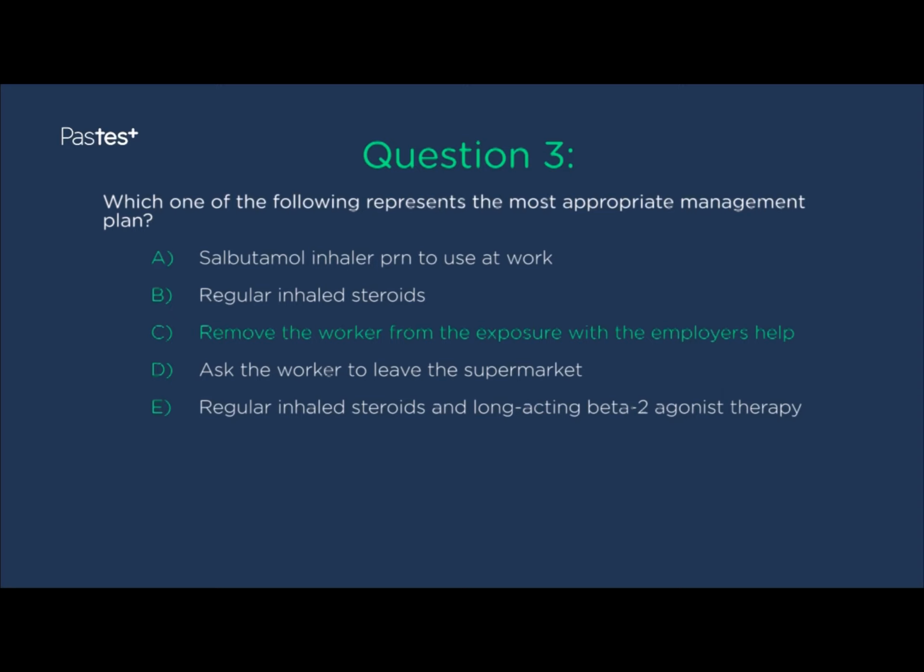Regular inhaled steroids and long-acting beta-2 agonist therapy, again, might make the patient feel somewhat better, but would not halt disease progression. So really, every effort should be made to relocate the worker within the same organization in an area where he might not be exposed to the allergen.